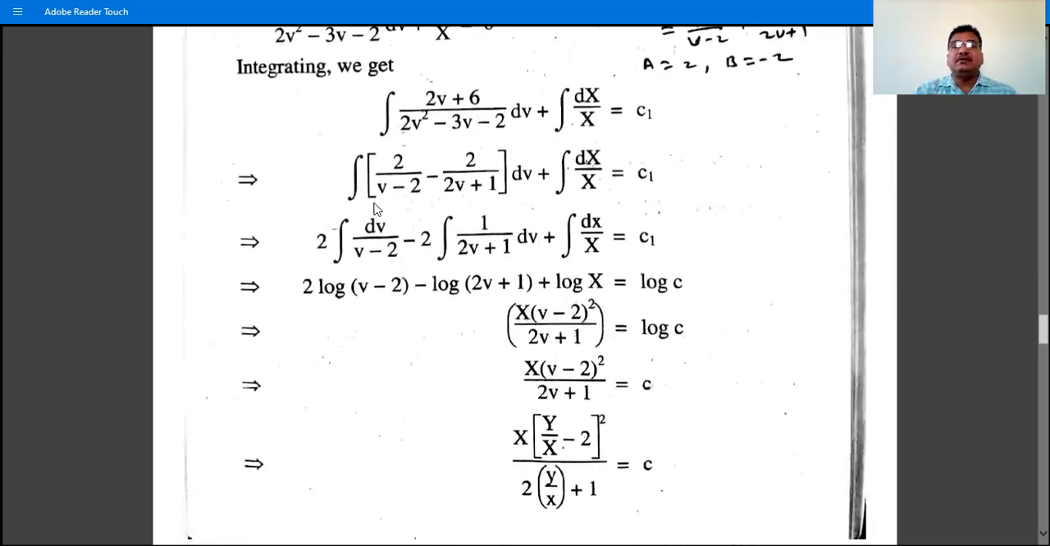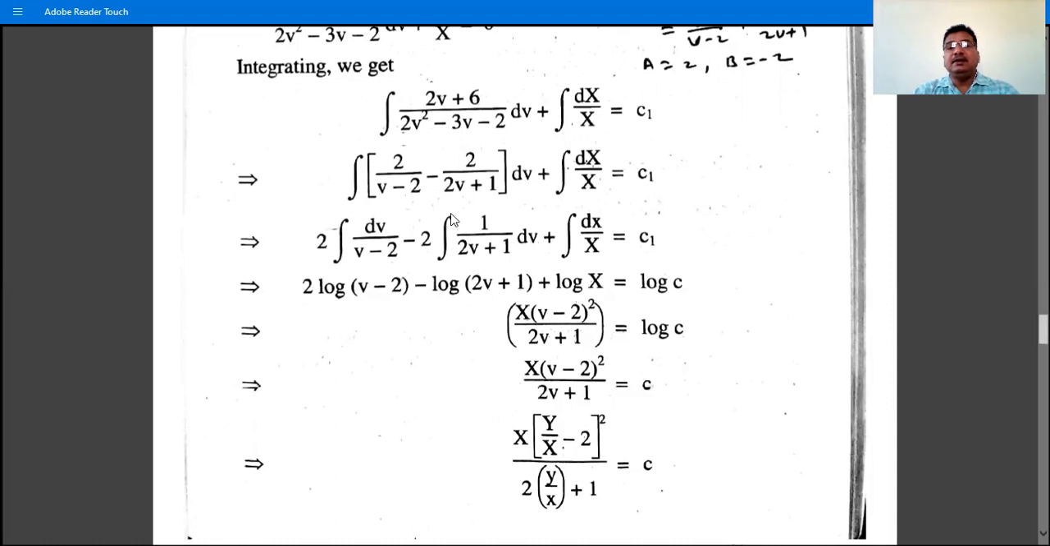This 2 is constant, and the integration of 1/(v − 2) is log(v − 2). This 2 is also constant, and what is the integration of 1/(2v + 1)? It is log(2v + 1) divided by 2, and then this 2 and the division by 2 cancel.